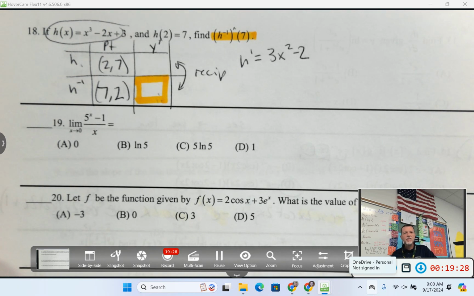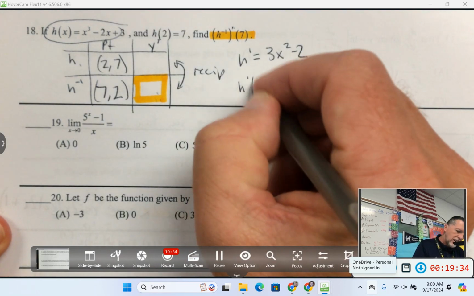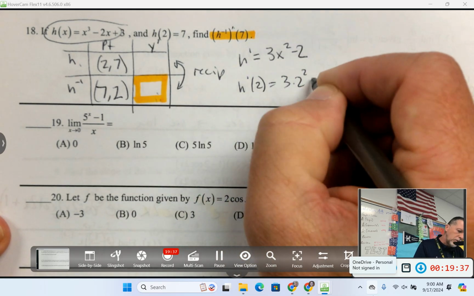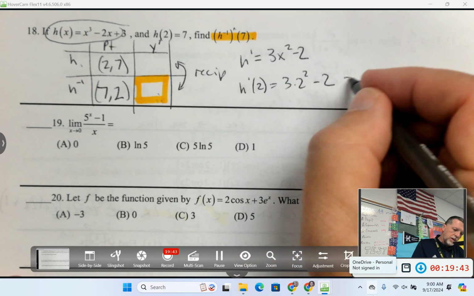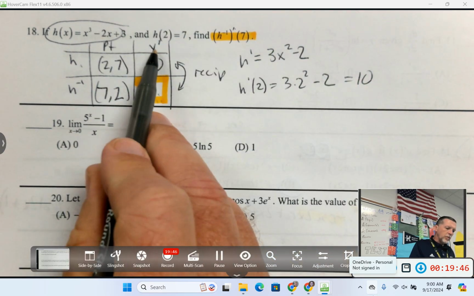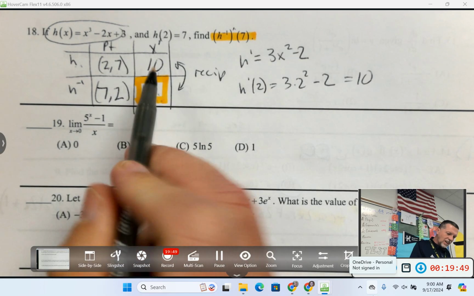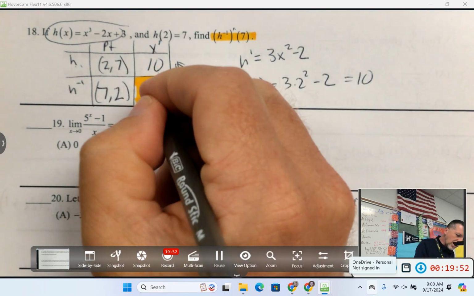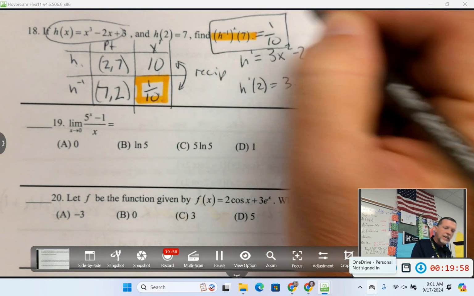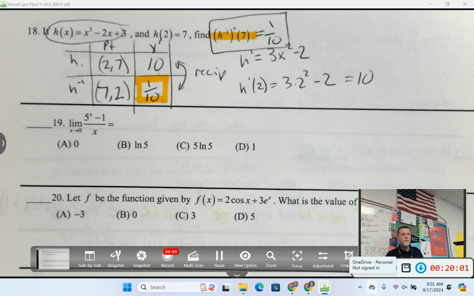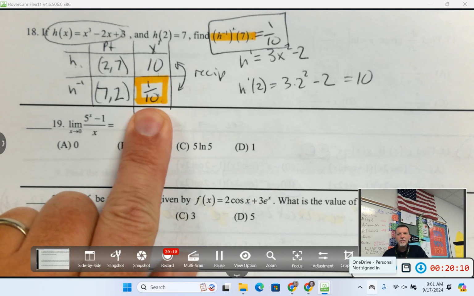What am I going to plug in for x? 2 or 7? 2. Because I'm working on this top line here. H prime at 2: 3 times 2 squared minus 2. 4 times 3 is 12. Minus 2 is 10. So the derivative of H at 2 is 10, which means if I flip all the x's and y's, the derivative I'm looking for is 1/10. And let's make sure we are indicating that that's our answer. That's one of those problems where it's easy to do everything, but if you don't label things correctly, I don't know that you know that 1/10 is the answer that we've asked for.